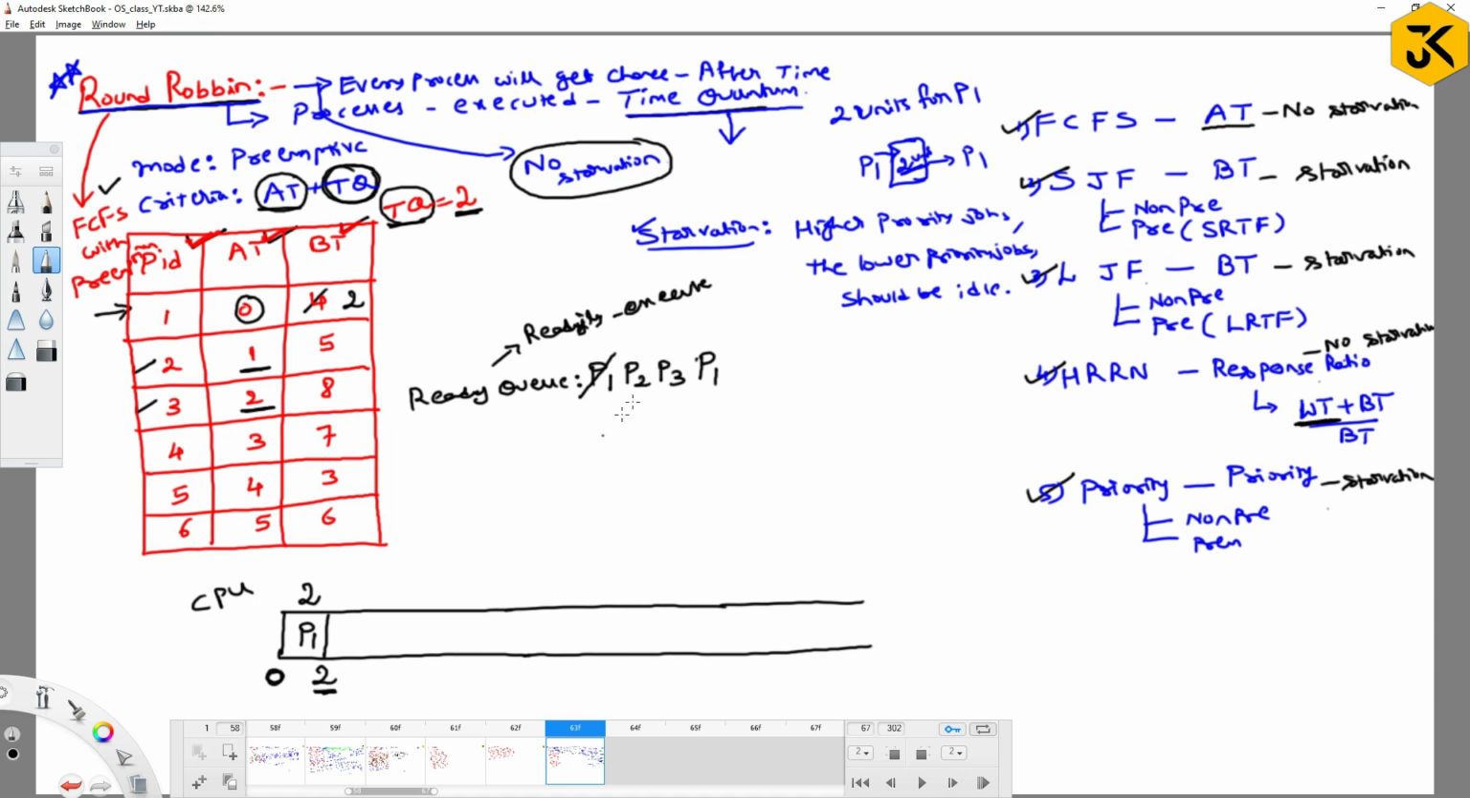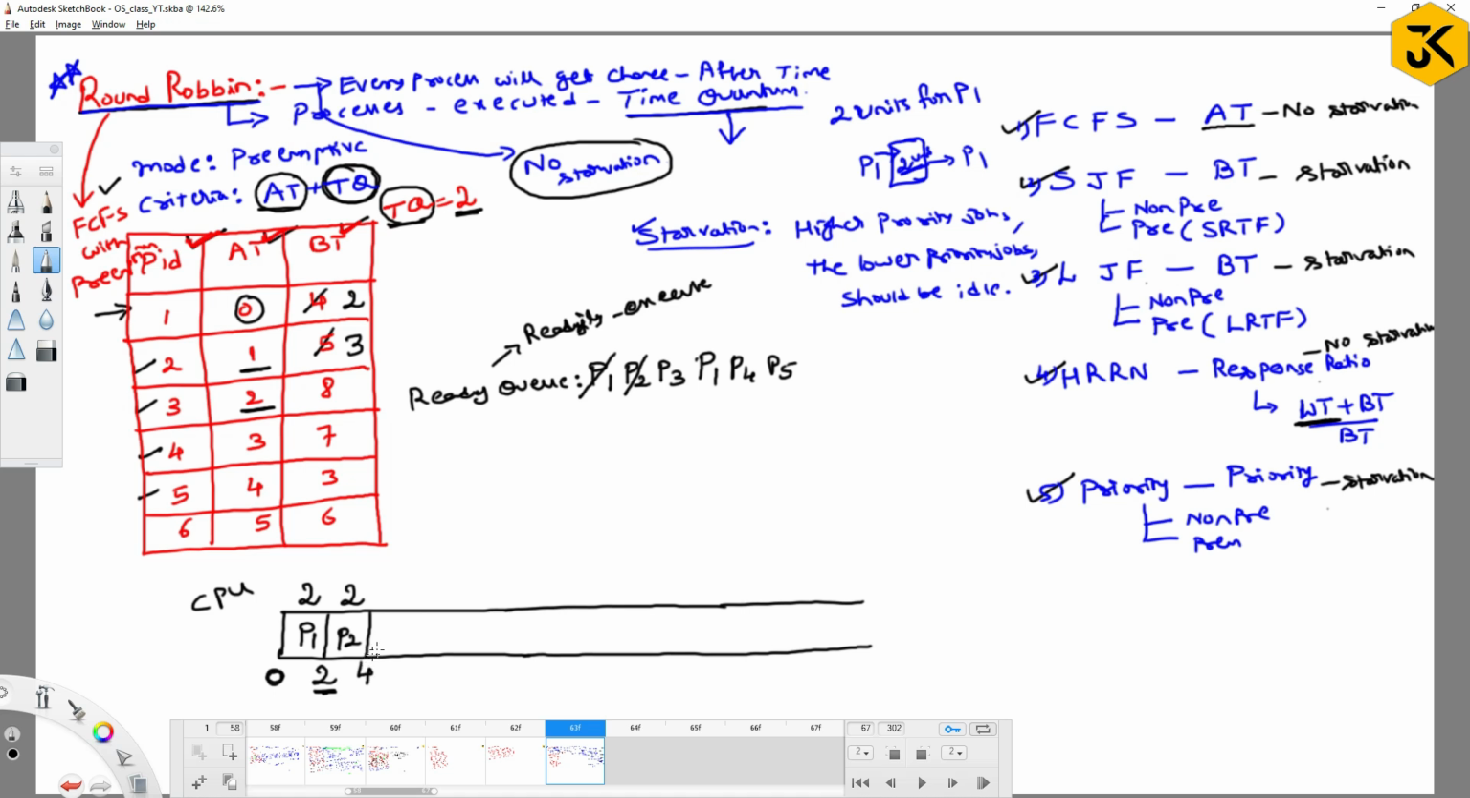Now the next chance is given to P2. P2 comes out of the ready queue and enters the running state. While entering the running state, how much will be allocated? 2 units of time, and it will be done by 4 units. Which means P2 did its task for 2 units, so it is left with 3 units of time. But if you observe, while completing 4 units of time, some other processes might have entered the ready queue, which means process P4 and process P5 also entered the ready state.